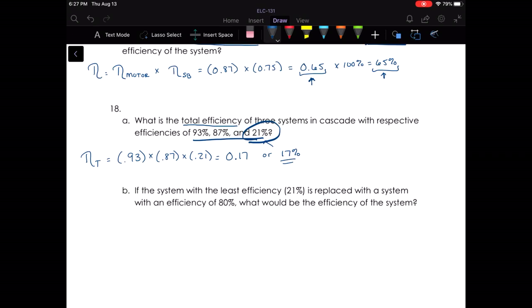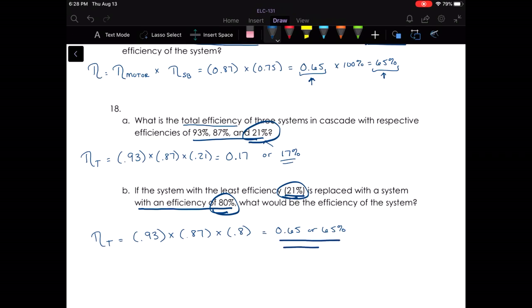So if we replaced that system with a system that had the efficiency of 80%, what would that do to the overall efficiency? Well, let's recalculate. We're going to keep our 93% system the same and our 0.87 system the same and replace that last one with a 0.80. And here we see that now our efficiency is about 65%. So just by replacing this least efficient system with a much more efficient system, we have gained a lot of efficiency for the entire system.